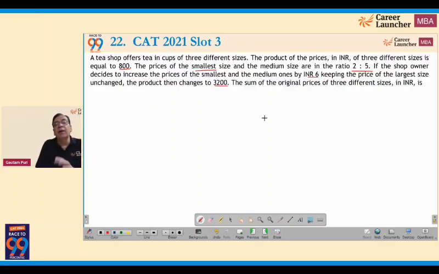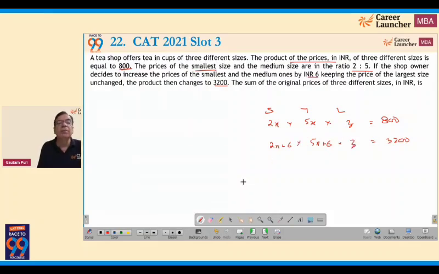Okay. So what do we have here? 3 different sizes: small, medium, large. The price of the smallest and the medium are in the ratio of 2:5, so this is 2x and 5x. The shop owner increases the price of the smallest and medium by 6 rupees, so it becomes 2x plus 6 and 5x plus 6. The largest I'm saying is Z. The product of 2x into 5x into Z initially is equal to 800, and then it becomes equal to 3,200.